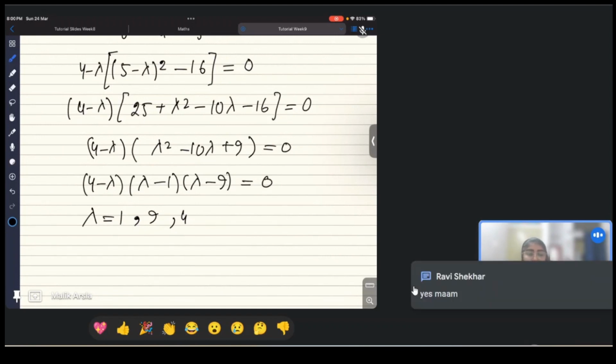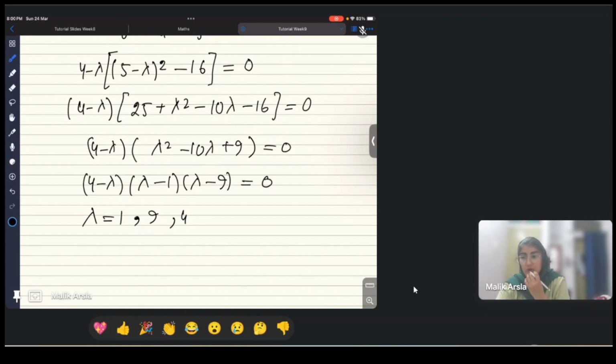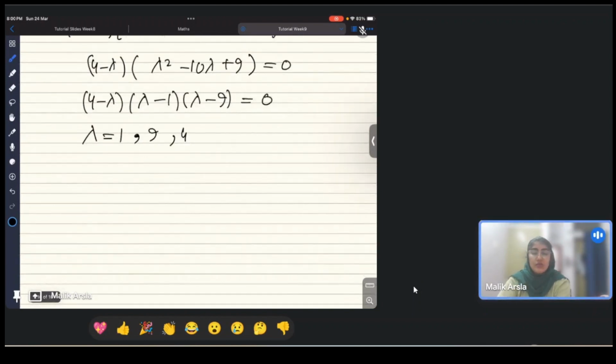Okay, what about others? Yes, ma'am. Calculator. Okay, now find the corresponding eigenvectors. Tell me what is the value of v1, v2, and v3, and don't forget to normalize it.